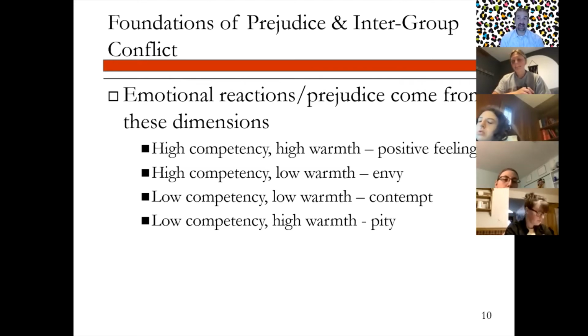We'll actually see that to some degree, it's a little bit more simple than that. But let me pause at this point to see what questions you have before I start building some of the foundations of why we see this intergroup conflict, why we see prejudice and discrimination occurring. All right.